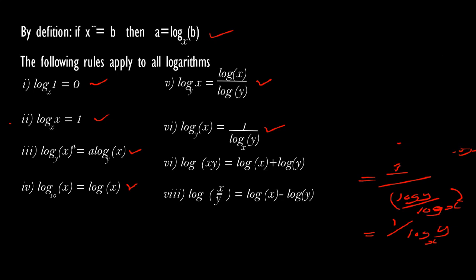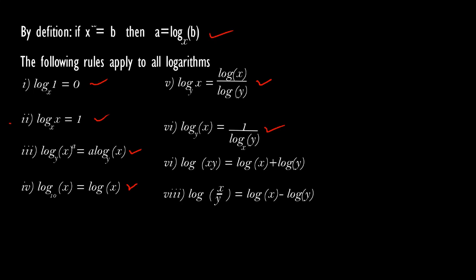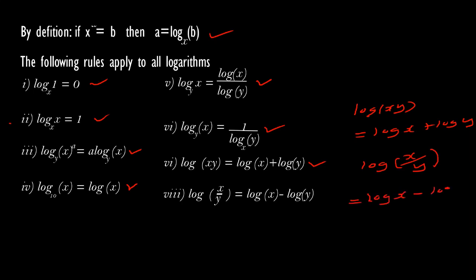So can you now try to prove the last two rules? When you have log xy, what is that? When you introduce log inside, it must have either a multiplication or division sign. So multiplication changes to addition when you introduce log inside. So if you have log xy, that will just be log x plus log y. Can the learner prove that? Then the next, if you have log x over y, if you take log inside, if you have a division sign, it will change to subtraction. So that is log x minus log y.